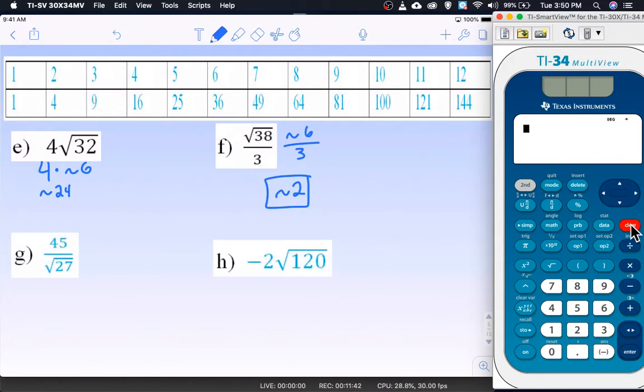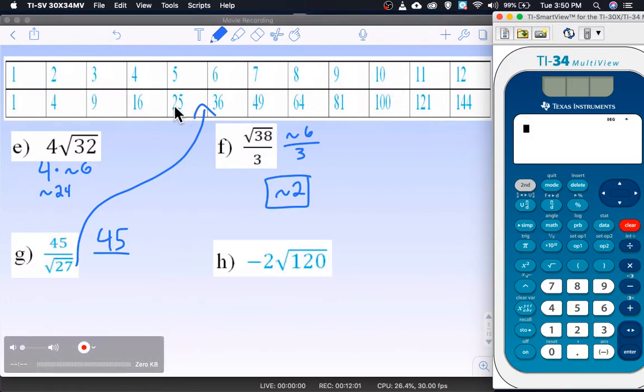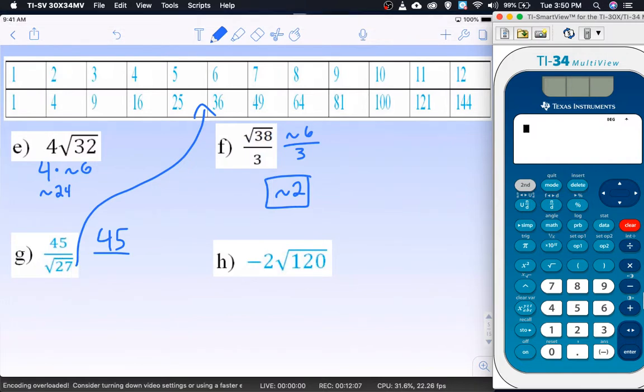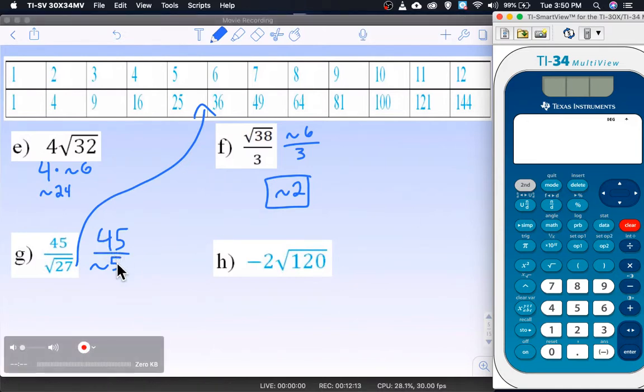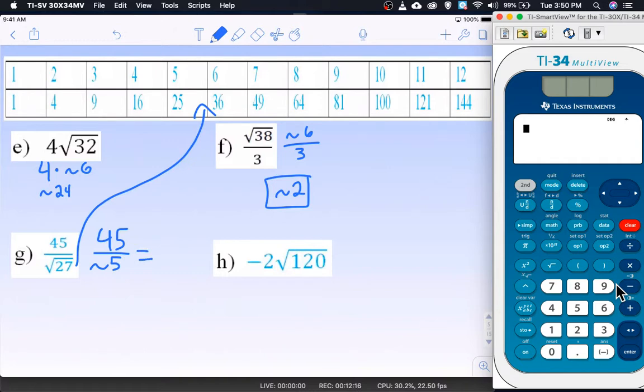All right, so let's see. Letter G. Wait, why am I doing square root of 45? That's not a square root. I lied. That's just 45 over. Square root of 27, though, fits right in there. And it is much closer to the 5 than it is to the 6. So I'm going to estimate the denominator here. It's about 5. And so now if I take 45 divided by 5, I would normally get 9. But because this is an estimation, I'm going to say my answer is about 9.